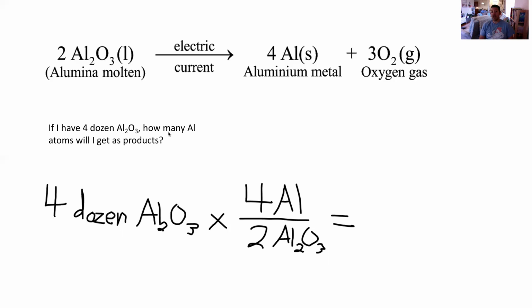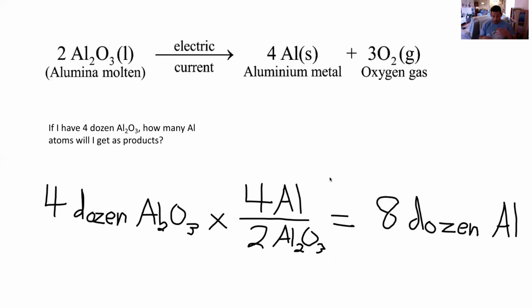The substance I want to find, pure aluminum, is going on top, and their coefficients from the balanced reaction are making up that ratio, right? So what's 4 dozen times 4? That's 16 dozen. What's 16 dozen divided by 2? 8 dozen, right? 8 dozen aluminums.